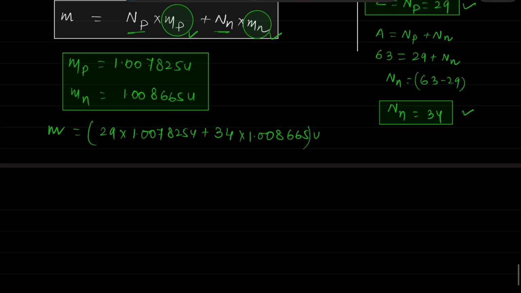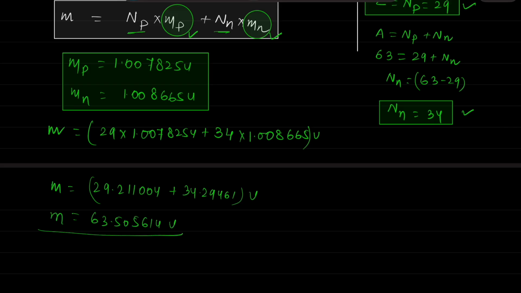Now the theoretical mass is equal to 29.211004 plus 34.29461 u, which is equal to 63.505614 u. So this is our theoretical mass. And the experimental mass is already given in the question.